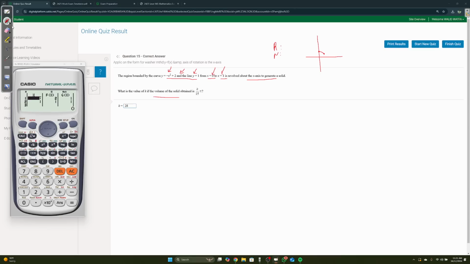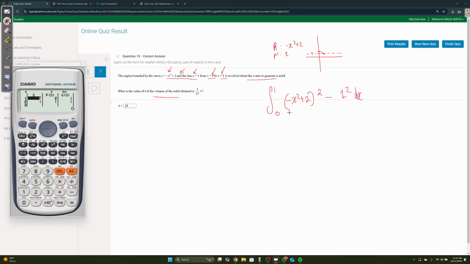Okay, and then the line y equals 1, we know this is at 1, right? Y equals 1 is just a horizontal line passing through here. So which one's big R? It's the curve. So the big R is the curve minus x squared plus 2. Which one's small r? Obviously y equals 1. So now we can do our formula: integral from 0 till 1, big R squared, so minus x squared plus 2 squared, minus 1 squared, dx.